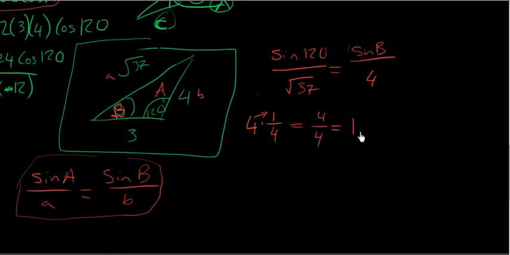4 divided by 4 is 1. And it makes sense, right? If I've got quarters of cakes and I have 4 of those quarter cakes, then I've got one whole cake. So hopefully that makes sense. So only the top multiplies by that.